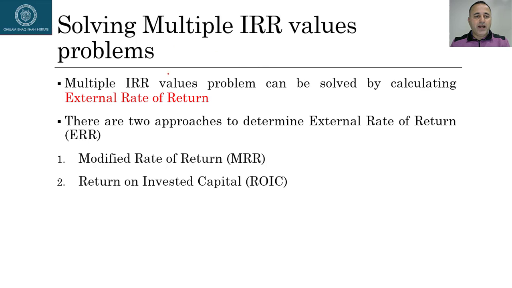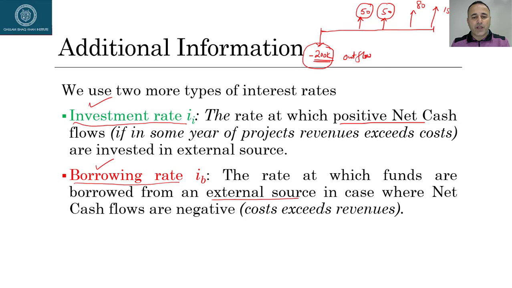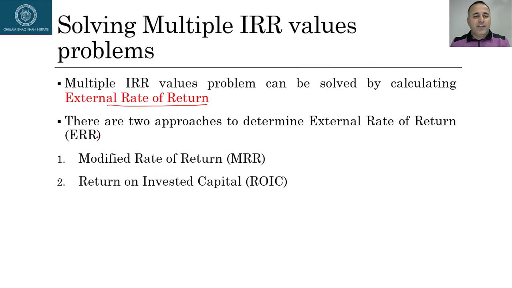So solving multiple IRRs, what do we do? Multiple IRR values can be solved by calculating the external rate of return. Why external? Because we are using external information, information about the financing rates: the investment rate and the borrowing rate. There are two approaches: one is called the modified rate of return, and the other is called return on invested capital. In my next lecture we will cover both techniques and arrive at a single IRR.